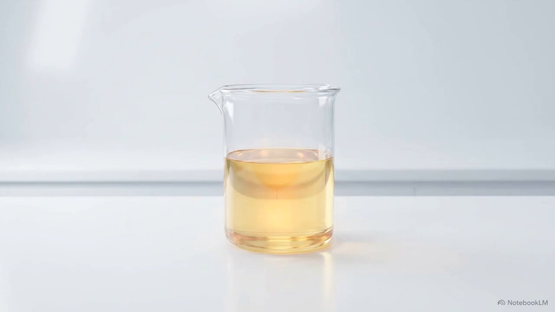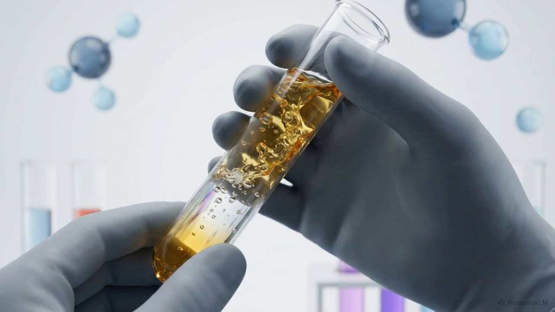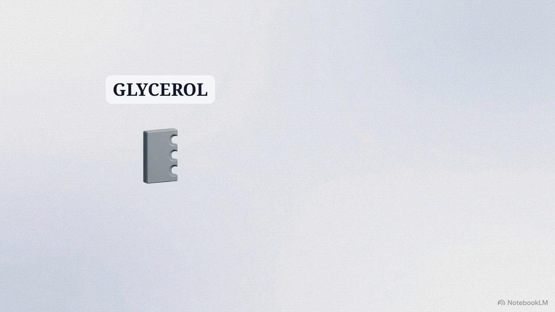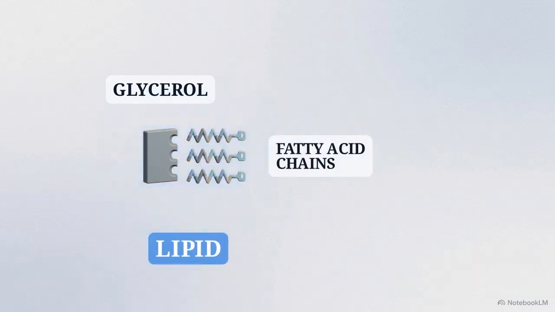Moving down the bench, our next goal is to identify fats and oils, which biologists call lipids. We perform the ethanol emulsion test. First, we mix the sample with ethanol and shake it vigorously. Then we pour that mixture into cold distilled water, and a cloudy, milky emulsion instantly forms. That cloudy layer forms because of the distinct molecular architecture of a lipid. Each molecule consists of one central glycerol unit chemically bonded to three long fatty acid chains.